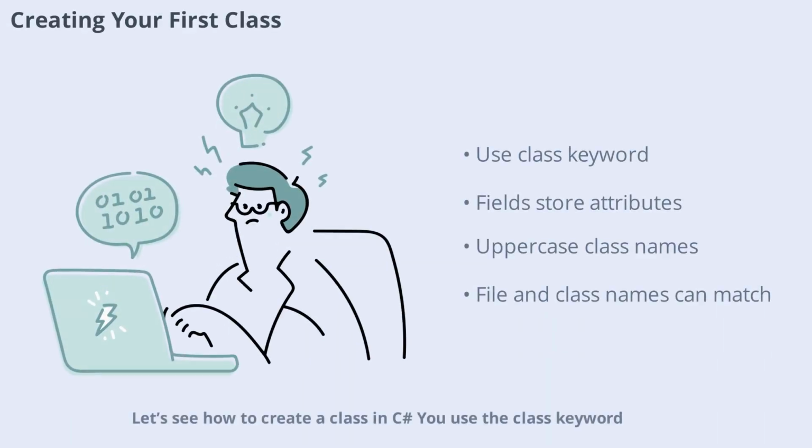Let's see how to create a class in C#. You use the class keyword followed by the class name. For example, to represent a car, you write class Car. Inside the class, you can declare variables, which are often called fields or attributes. In our example, we might have a color field set to red. This field describes a property every car object will have.